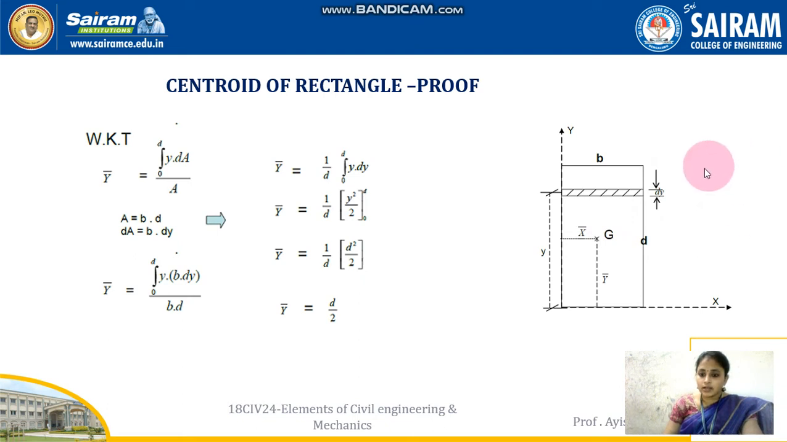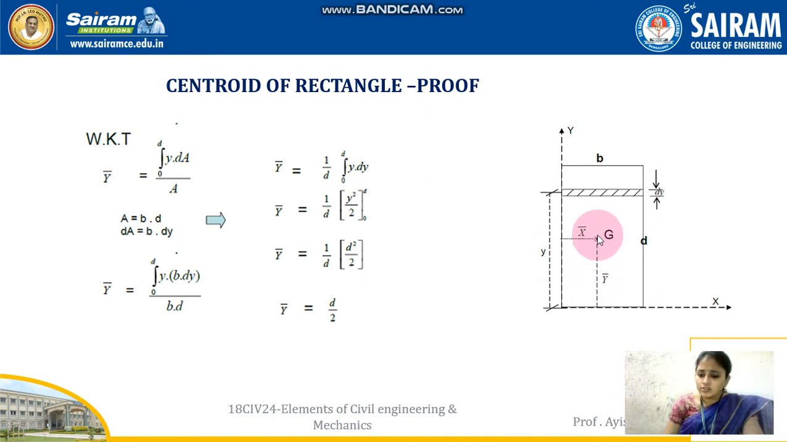Since it's a rectangle, the G is identified as this point. So the G will be at a distance of x bar from the y-axis and y bar from the x-axis, meaning the parallel distance from x is x bar and the parallel distance from y is y bar. This is the centroid distance. X bar and y bar are said to be the centroid distances.